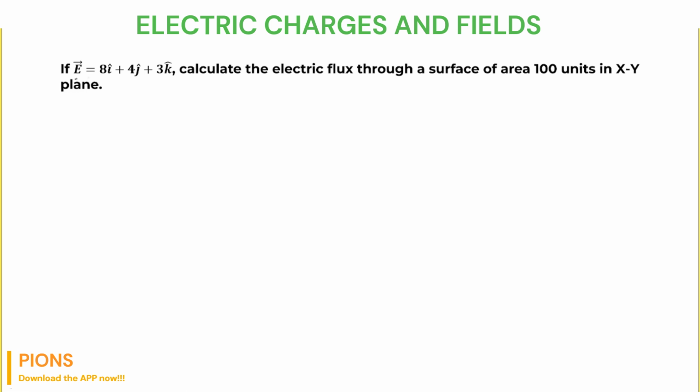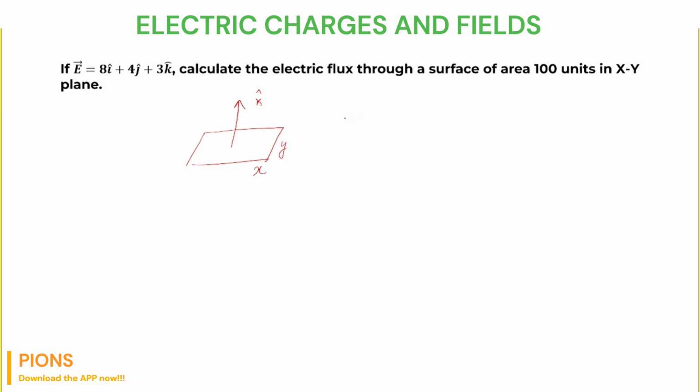So the question over here says, if E is equals to 8I plus 4J plus 3K, calculate the electric flux through the surface area 100 units in XY plane. So if it is XY plane, this is the X axis, and this direction is Y axis, right? So perpendicular to XY is Z axis. So the normal will have a K cap, right?